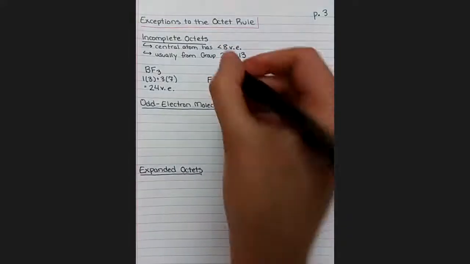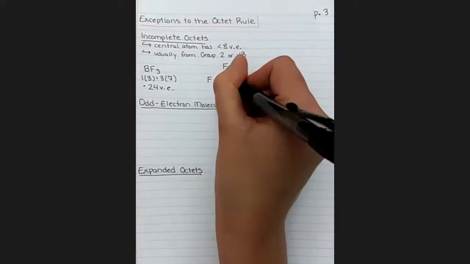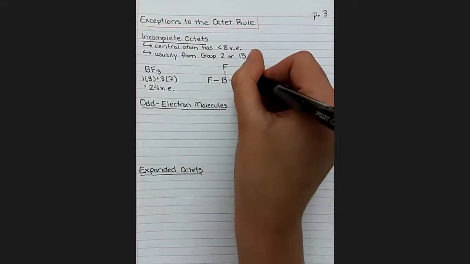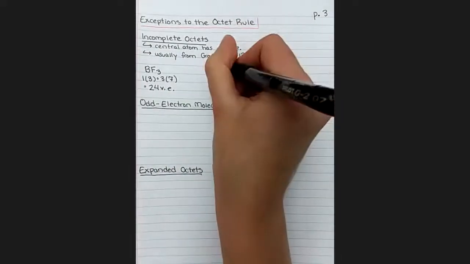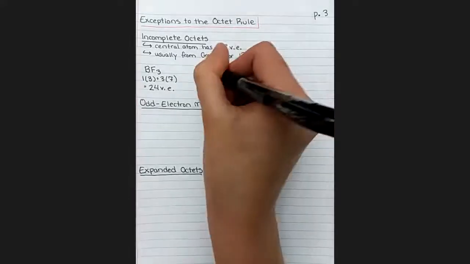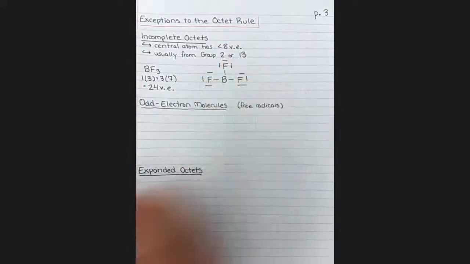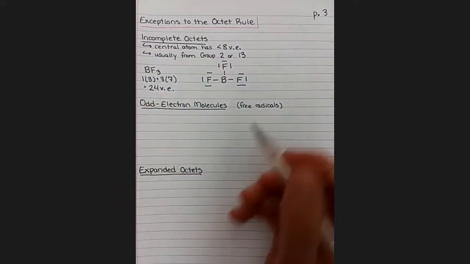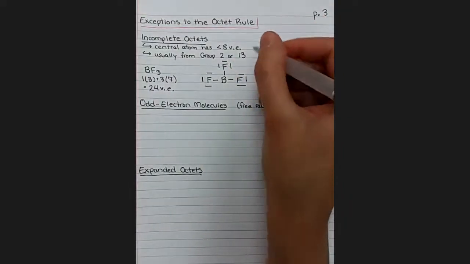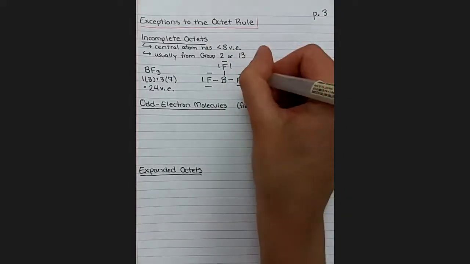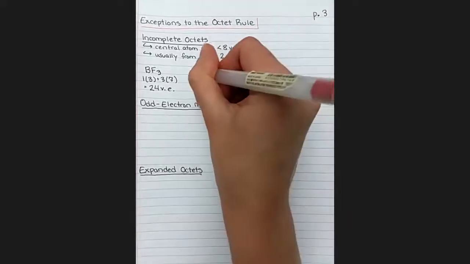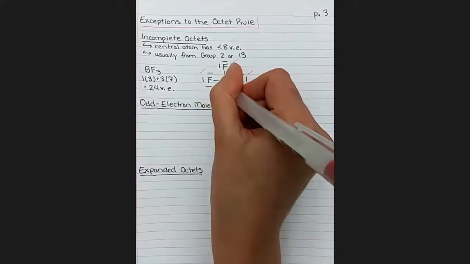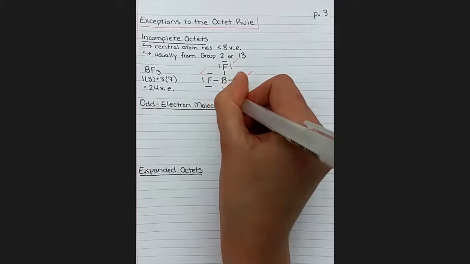We'll fill in the bonding electrons, 2, 4, 6. And then we'll fill in the terminal lone pairs, 8, 10, 12, 14, 16, 18, 20, 22, 24. That's all the electrons we have available to work with. So let's check and see if we completed the octet. The fluorines have got 2, 4, 6, 8, and each of them is like that. But boron only has 2, 4, 6. Boron has an incomplete octet.